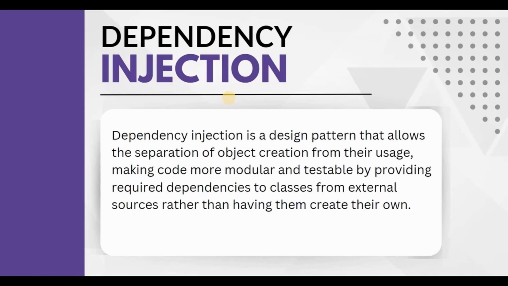As the definition says, that allows the separation of object creation from their usage by making code more modular and testable. Means it makes the entire project loosely coupled and removes the dependency from the code. Also, as the last line says, by providing required dependency to classes from external sources rather than having to create their own. Here, external sources means using Dagger.